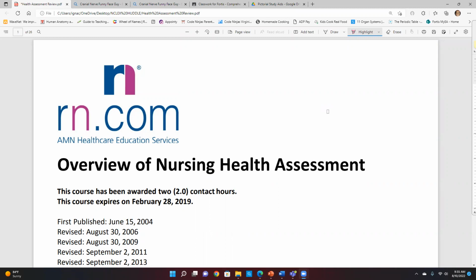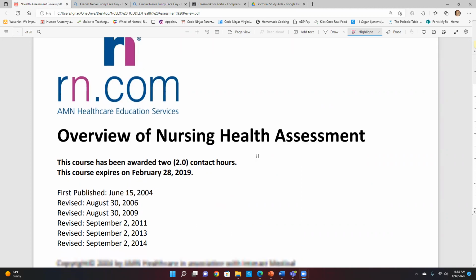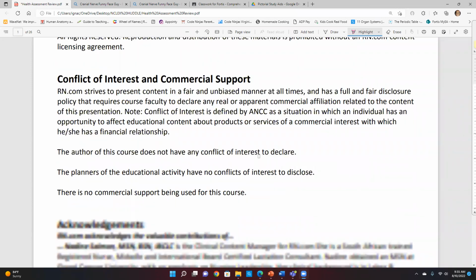I'm going to be doing an overview of the nursing health assessment. This document that I'm using, there are hard copies located in the lobby for your convenience. Some of you do like to have hard copies, so there are many copies on the table in the lobby for you. So we're going to talk about health assessment.